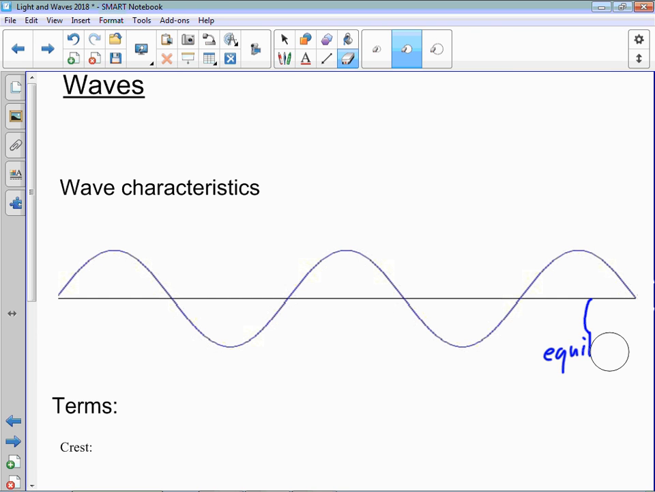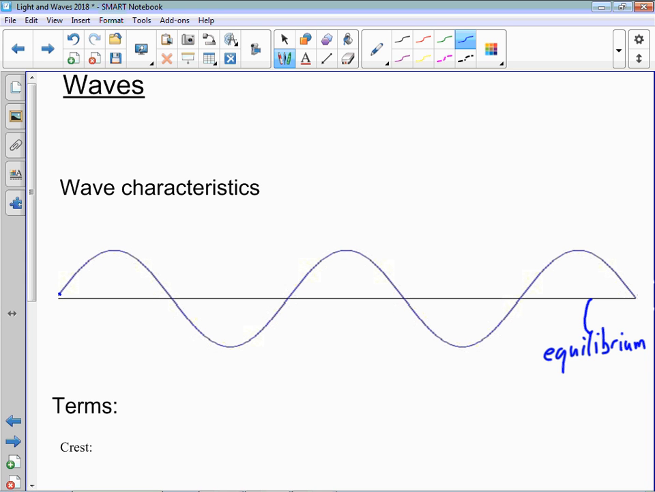Again, equilibrium. It's the line that the particles will want to go back to. If we have a vibration of particles, the particles want to go back to that middle ground. Like in a water wave, if everything were to settle out, that's where they would settle out. So think of it like our starting point, where there is zero distance from where the particles want to be to where they actually are.